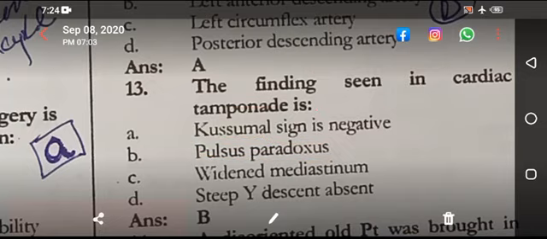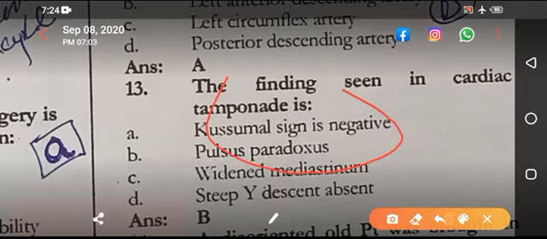What is the Kussmaul sign? Let's suppose this is the heart and this is the jugular system attached to the right atrium. Normally when you inspire, what happens? The negative pressure inside the thoracic cavity increases, or you can say the pressure inside the cavity decreases. Now I have already discussed, the negative intrathoracic pressure is increasing, but if you are talking about only thoracic pressure, that is decreasing.